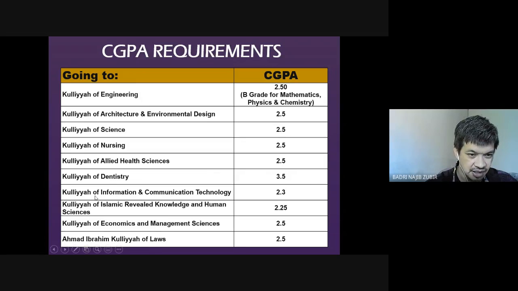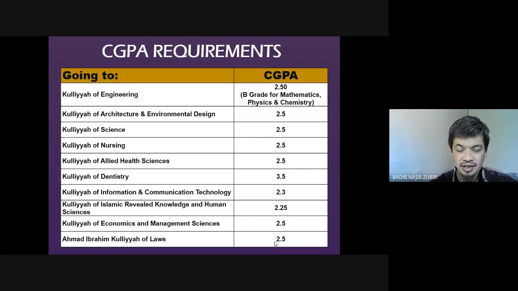So if you can see here, Kulliyyah of Information and Communication Technology can accept 2.3. So maybe you can ask the Kulliyyah to accept you. But you cannot go to engineering. For engineering, the other thing is that even if you get 2.6, but your grade for mathematics is only C, you cannot join engineering. So you have to be careful and take note about the CGPA requirement here from today, so that you do not miss the boat later on.